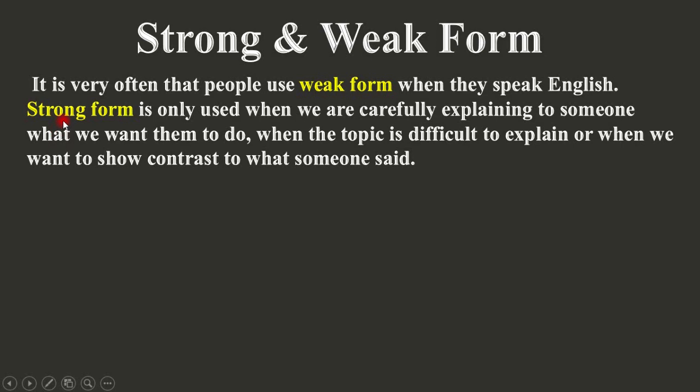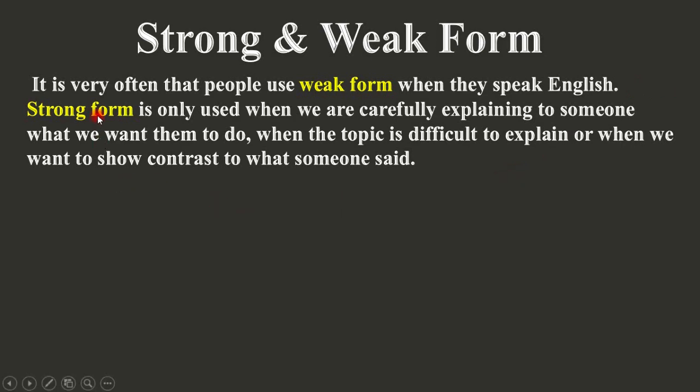Alright, so you already know about weak form. Weak form is used in fast speech. And how about strong form? When do people use strong form? So look at this. Strong form is only used when we are carefully explaining to someone what we want them to do, or when the topic is difficult to explain, or when we want to show contrast to what someone said. Alright, so strong form is only used when we are carefully explaining, when you try to explain something that is really new to you or it is difficult to explain, you have to use strong form.